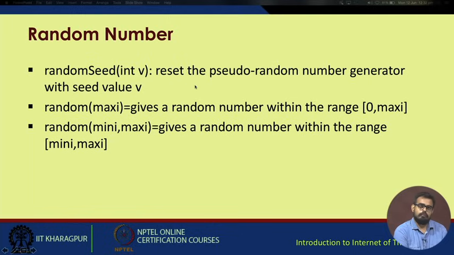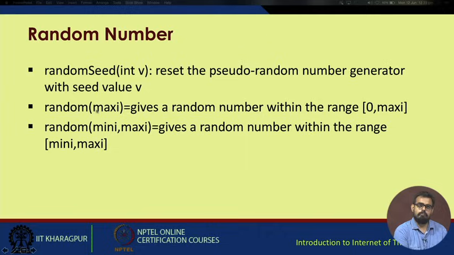Then another commonly used example is random numbers. One of the functions here is randomSeed. The syntax is randomSeed with a capital S. You need to focus on this one because this is the inbuilt syntax for Arduino. So randomSeed(int v) resets the pseudo random number generator with seed value v. The seed value is the starting point from which the random number will initialize its function. So you give a starting value, and from it the random number will generate.